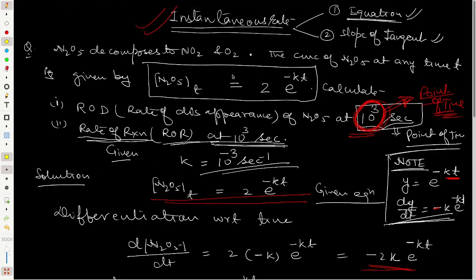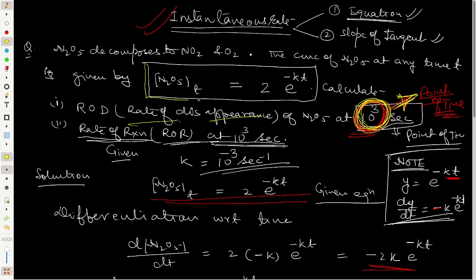By this question, we are just trying to understand the instantaneous rate. The first question is how we can say that this is the question of the instantaneous rate. This is the point of time, not the period of time. Since we have to determine the rate at a point of time, it is very obvious, it is very clear that it is the question of the instantaneous rate.